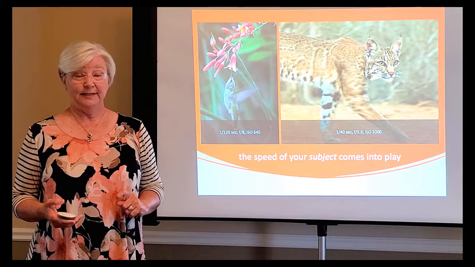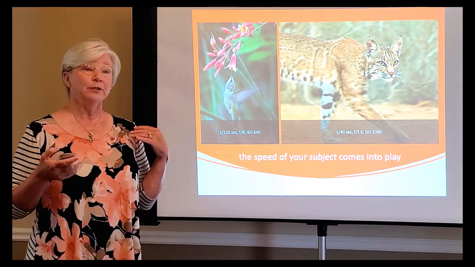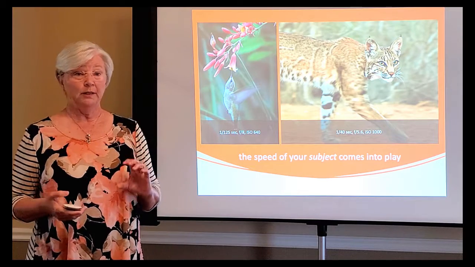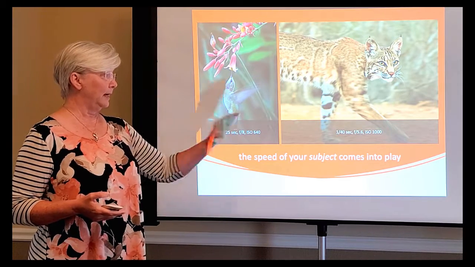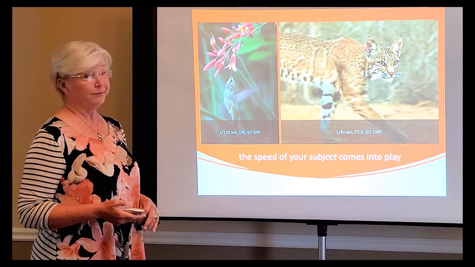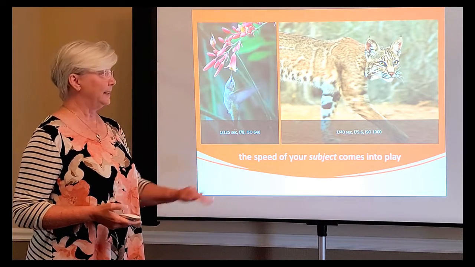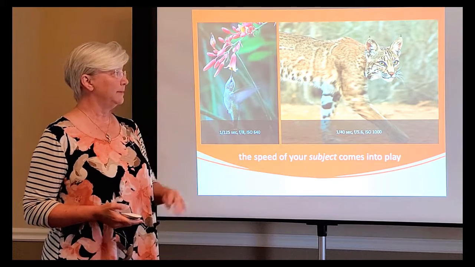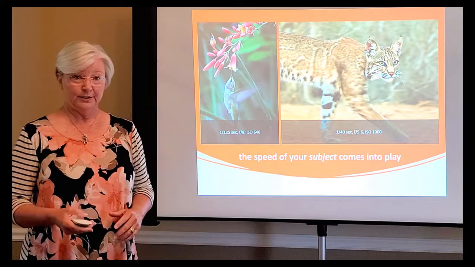For the bobcat, 1/140th of a second. Not even down to 1/30th, but it was very dark, and I had the aperture wide open at 5.6 and the ISO up. It was very dark that evening, and so at these settings, that's what it took to capture that movement. So the speed of your subject comes into play as well as the lighting conditions.